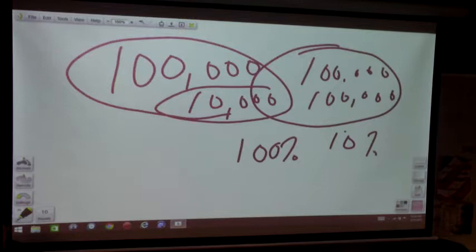Let's go to number 34. Which of the following transactions is the most highly leveraged? You're on your own.